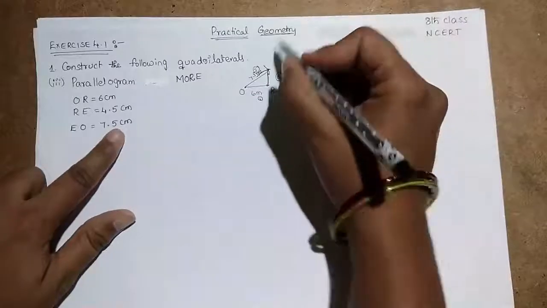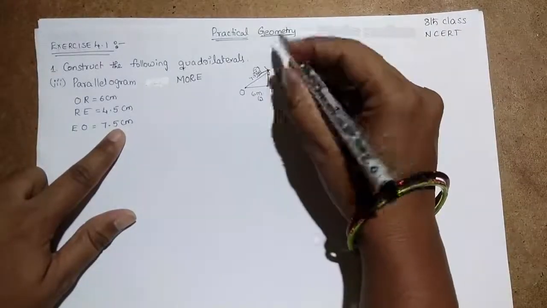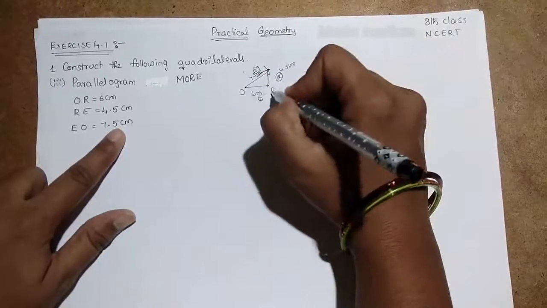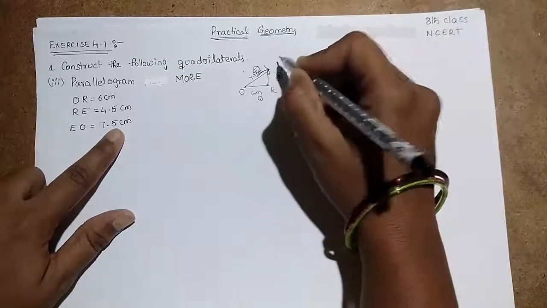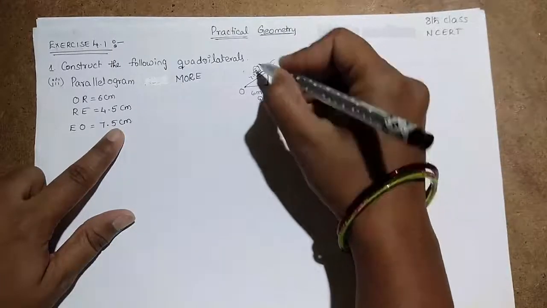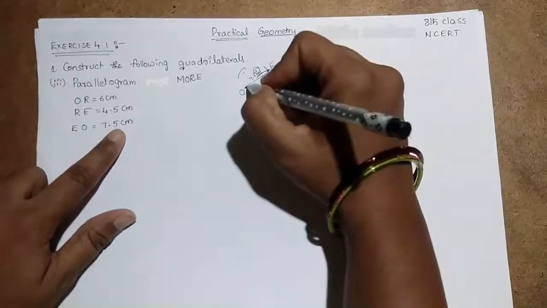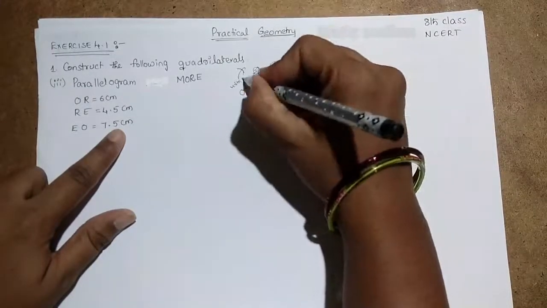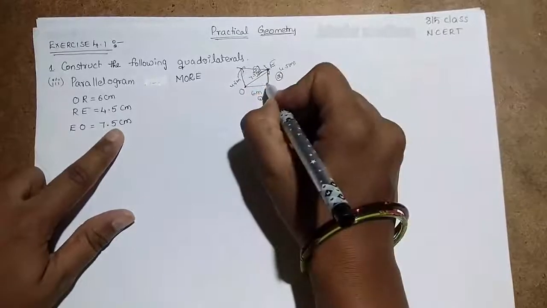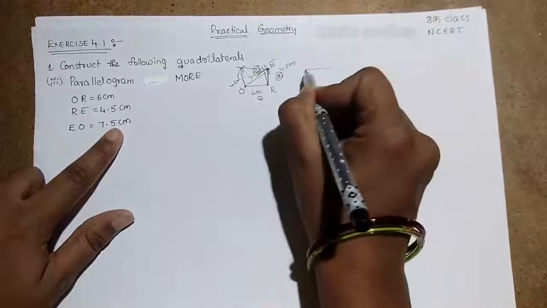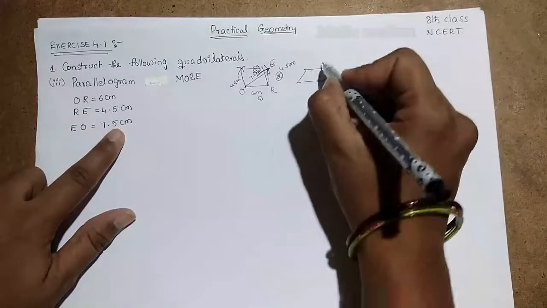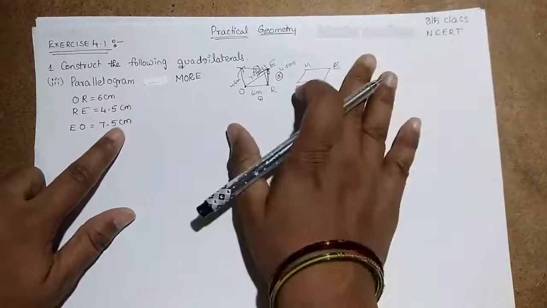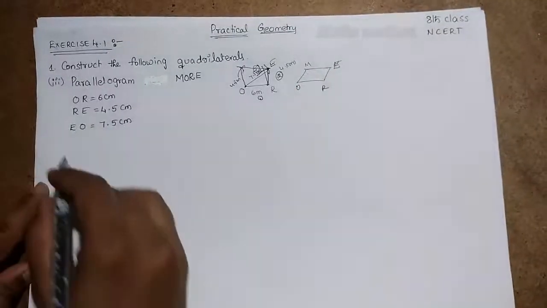So let's start with OR. Here we have to find M. OR is 6 centimeters, so similarly from E, make an arc with 6 centimeters. Similarly from O make an arc with 4.5 centimeters. So we get a parallelogram like this, or another type like this also. This is the MORE quadrilateral. So let's start with the step-by-step procedure.